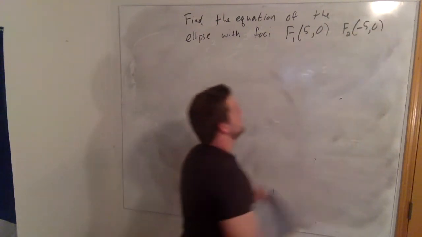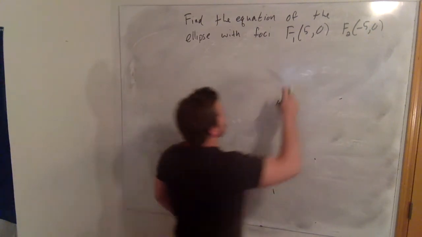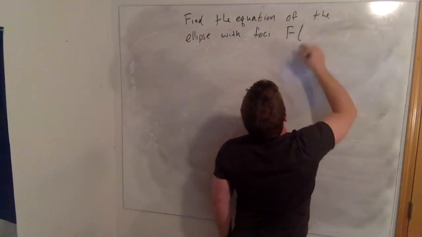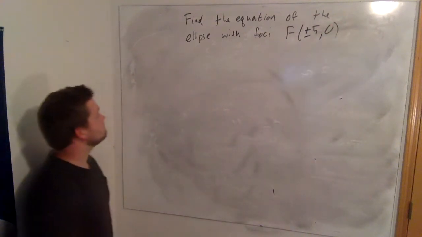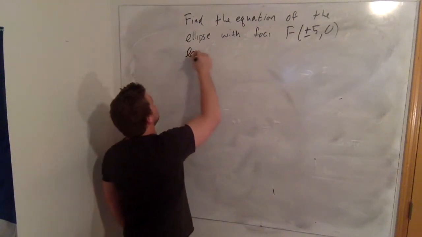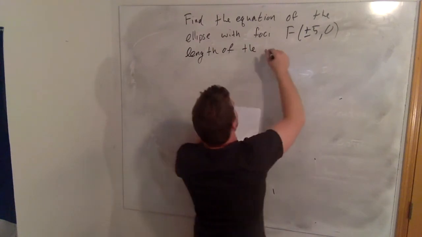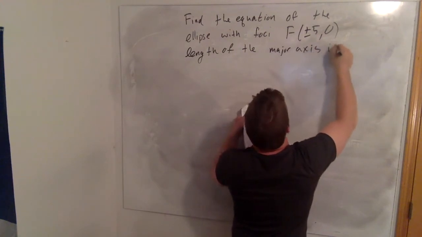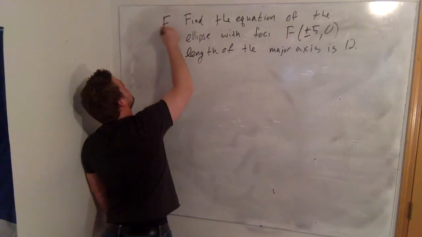These are arbitrarily numbered. It doesn't matter if I called this f2 or f1. You might also see in the book that they'll say the foci are at plus or minus 5 and 0. You might see this notation. Okay, and let's say the length of the major axis is 12. Go ahead and pause the video and see if you can come up with this equation.